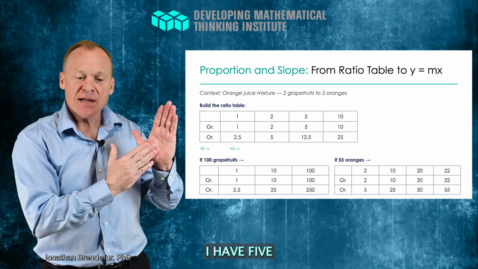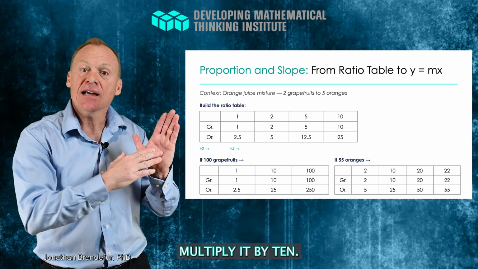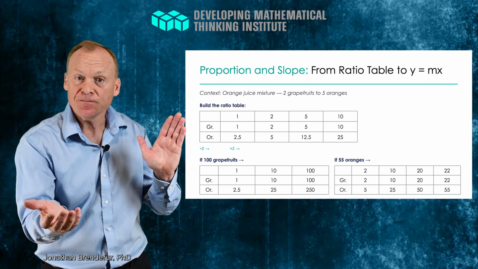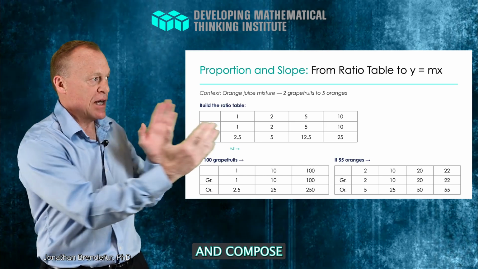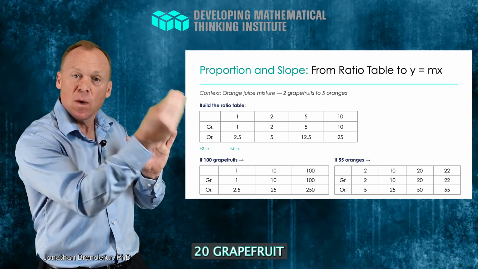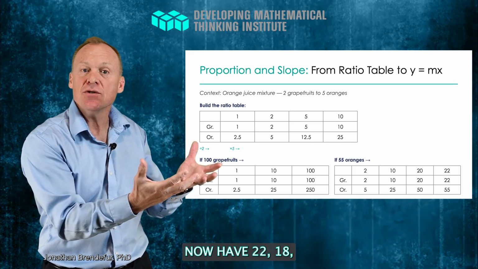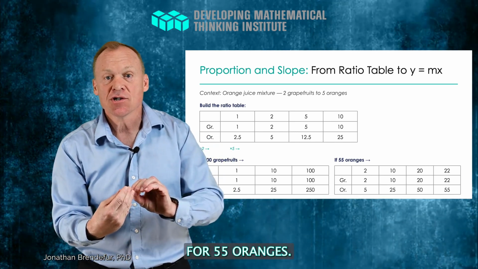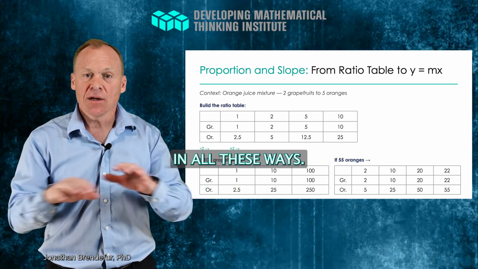With the oranges, I have 5 there, 2 grapefruits, and I can take that 5 and multiply it by 10, I get 50. And so now I can take those 2 relationships and compose them together, and now I have 20 grapefruit for the 50, 2 with the 5, and I now have 22. I need 22 grapefruit for 55 oranges. So the 1, 2, 5, 10 table is wonderful in all these ways.